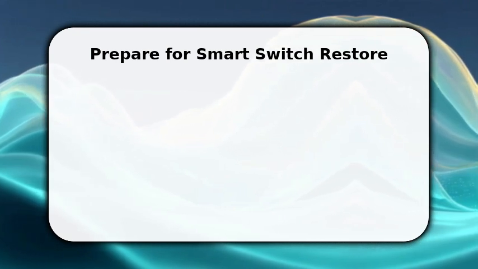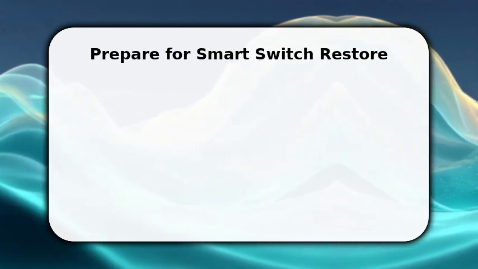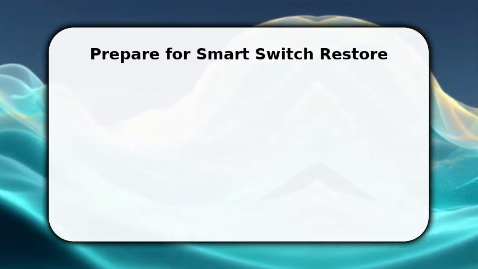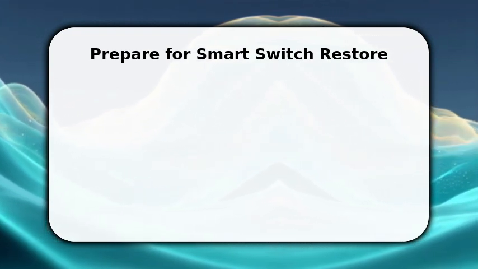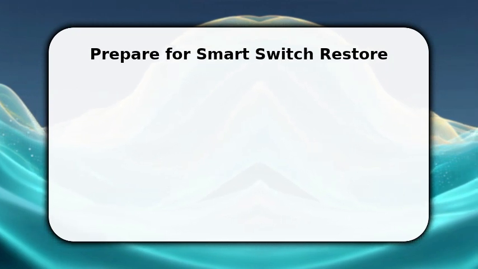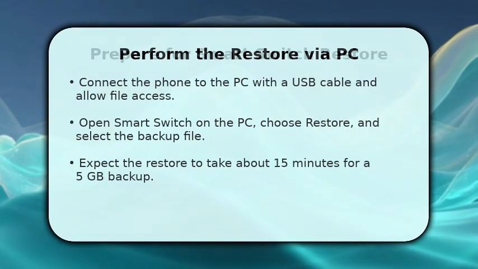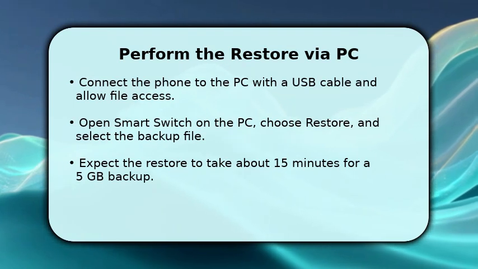Confirm you have the correct backup file available and note its size, for example 5 GB. Backups may include contacts, messages, photos, and app data. Connect the phone to the PC using the USB cable and allow file access on the phone.